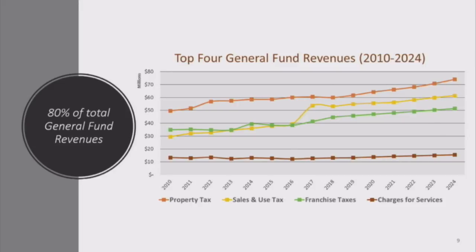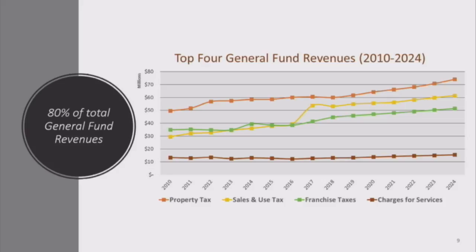So I just gave the percentages for the top 4 general fund revenues. They account for about 80% of total general fund revenues. Property tax is the orange line, and you can see that it represents 28% of general fund revenues. In 2019, it was at 61.7, and then in 2024, it's up to about 74 million. Franchise tax is the green line. It represents 21% of general fund revenues, and between 2019 and 2024, it jumps from 45 million to about 51.